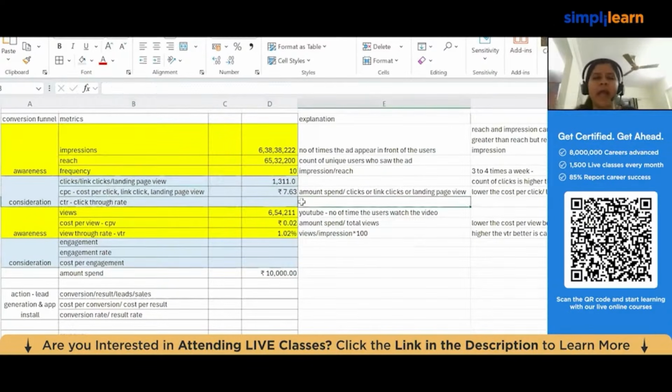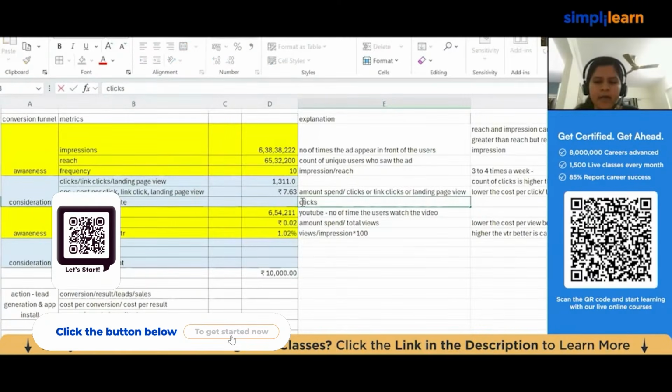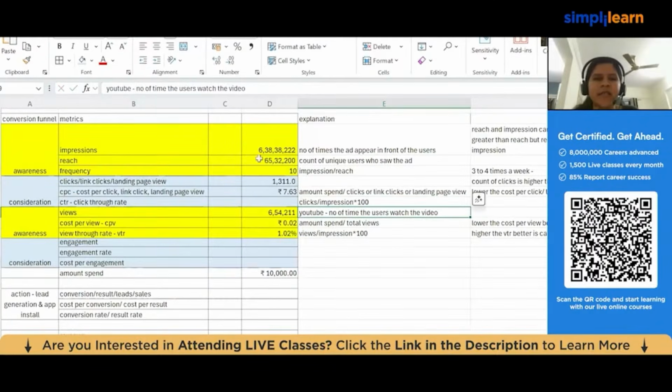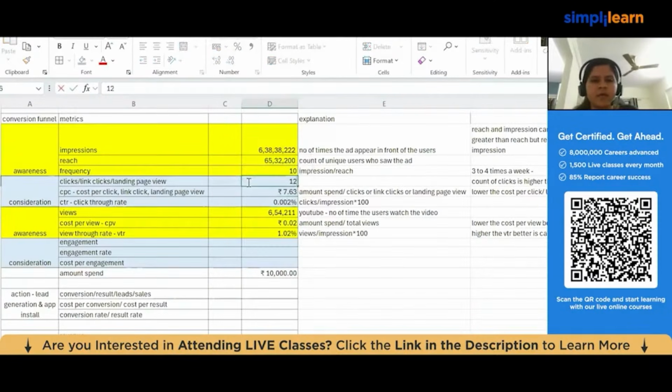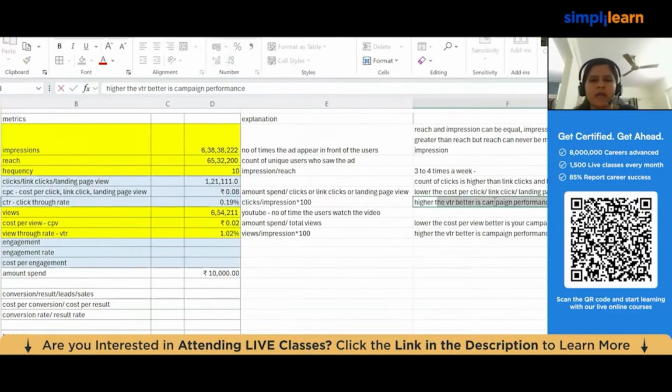And again, how do you calculate it? You take your clicks divided by your impressions and multiply by 100. That's your CTR. Now again I have to do it over here. I'll take my clicks divided by impressions, change it into percentage, and increase the decimal count over here. Obviously, if I improve this number, this will also increase. Make sense? Here also, the higher the CTR, the better the campaign performance.